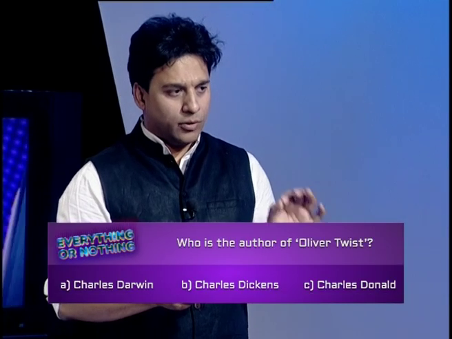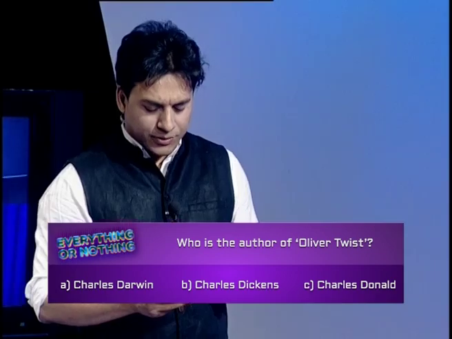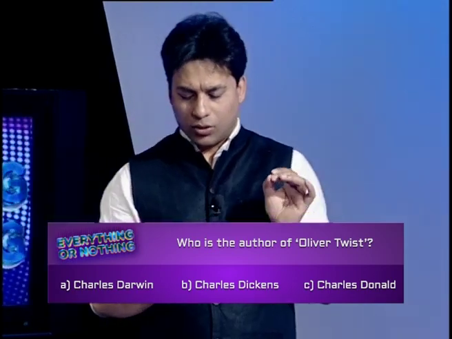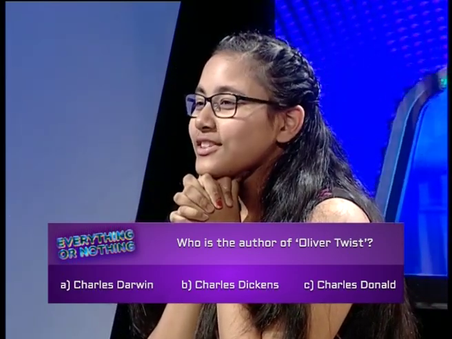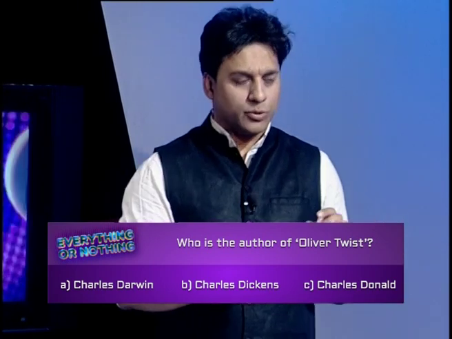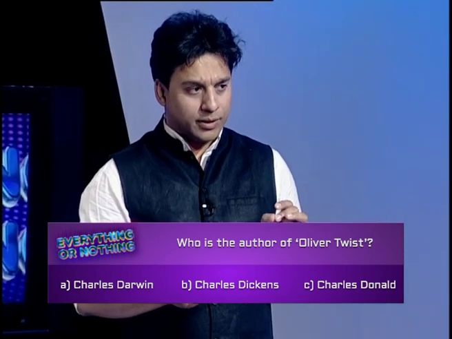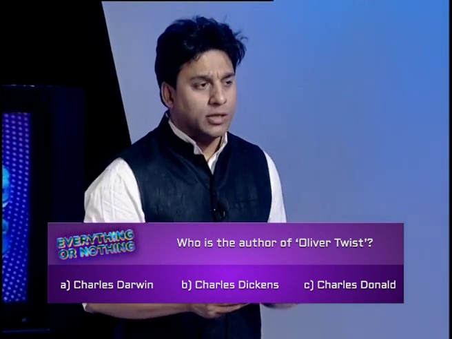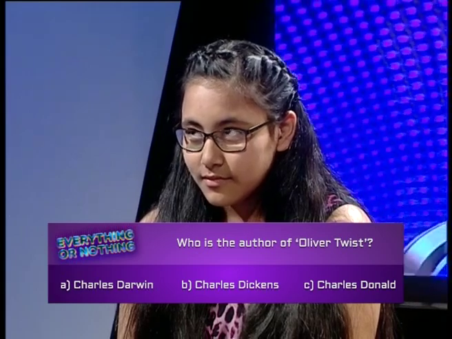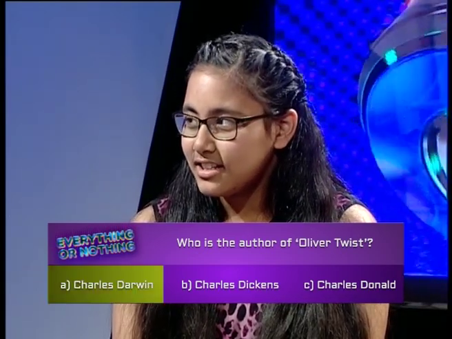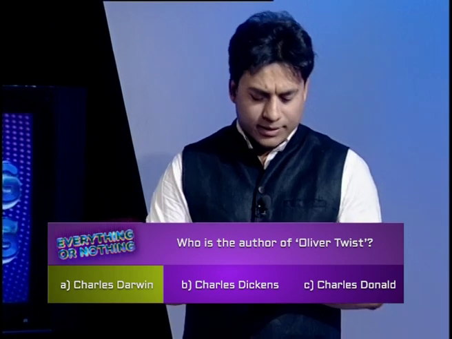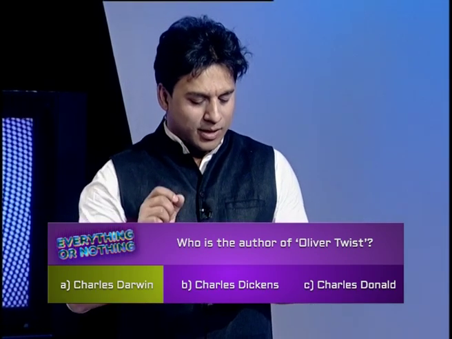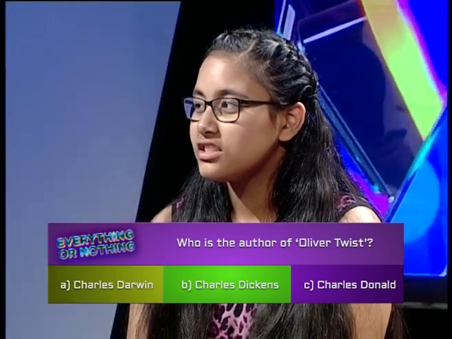Zara. Who is the author of Oliver Twist? A, Charles Darwin. B, Charles Dickens. Or C, Charles Donald. Can you say that again? Who is the author of Oliver Twist? A, Charles Darwin. B, Charles Dickens. Or C, Charles Donald. A. Charles Darwin. Yes. The author of Oliver Twist is not Charles Darwin. Is it Charles Dickens? I'm afraid.